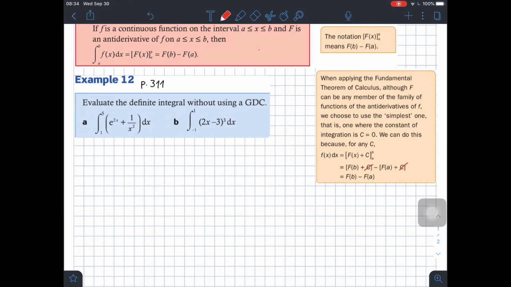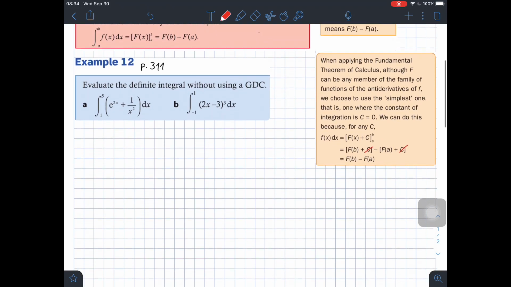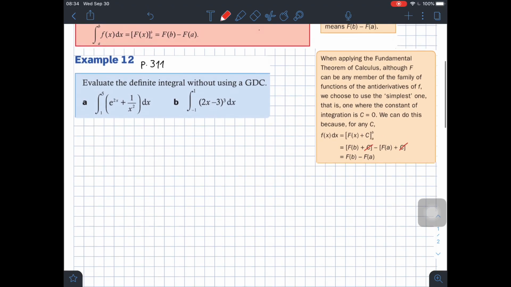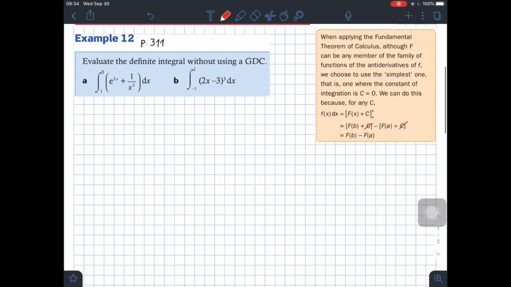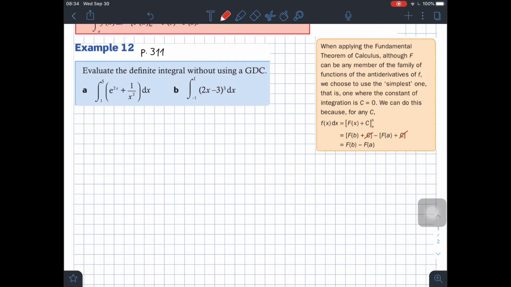Okay, so let's work with these exercises just to see how this works. So example 12, it says evaluate the definite integral without using a calculator. We're going to use a calculator, but just to check our result if we're doing this correctly, okay? So for part A, it says find the integral from 1 to 5 of this function, e to the power of 2x plus 1 over x squared with respect to x.